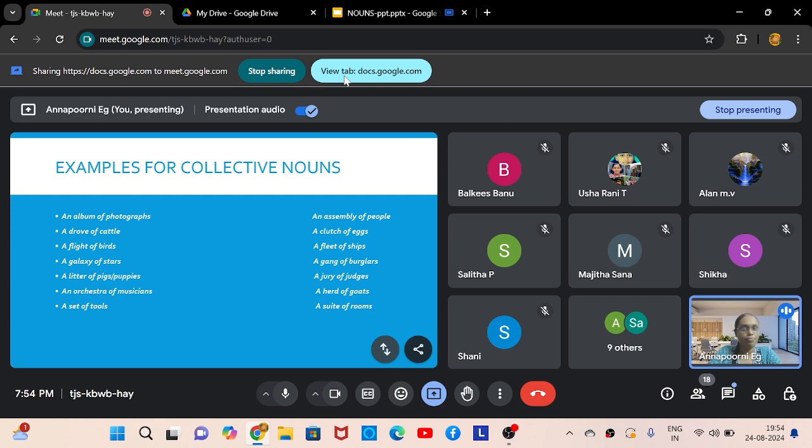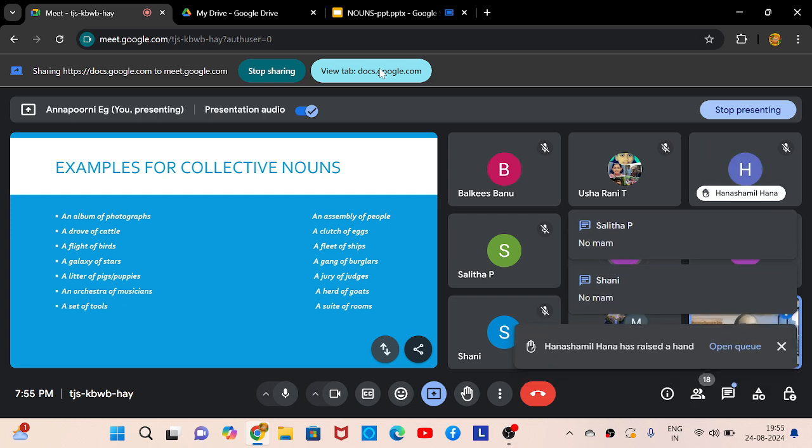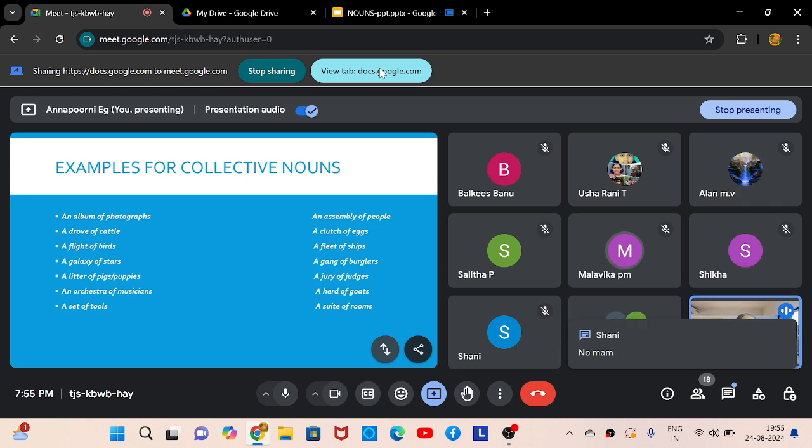Okay, so an assembly of people, a clutch of eggs, a fleet of ships, a gang of burglars. Who are burglars? No idea? Okay. Burglars are none but thieves. Thieves are what we call burglars, or robbers. So you can also say a gang of thieves or a gang of robbers.